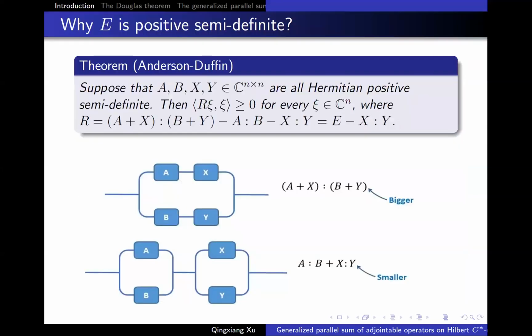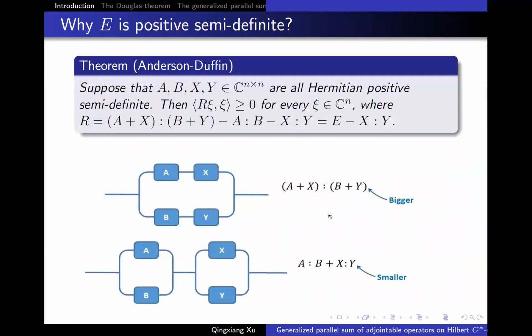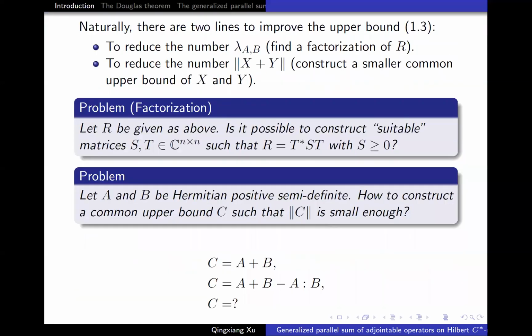I just remind you that in these bounds, it's just the product numbers. So naturally, there are two lines to improve that bound. The first line is to reduce the first number. The second line is to reduce the second number.